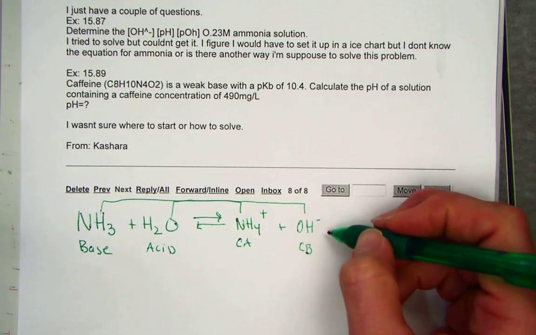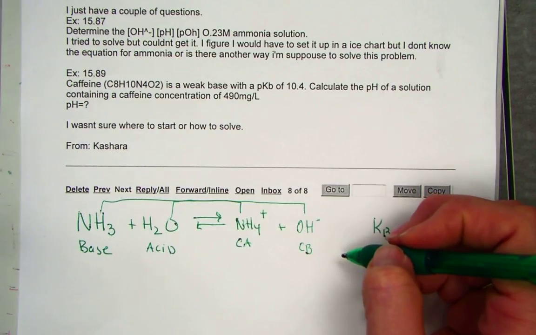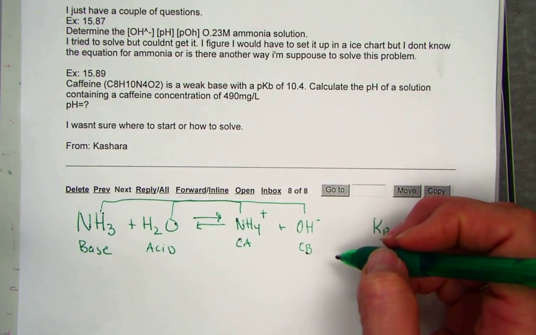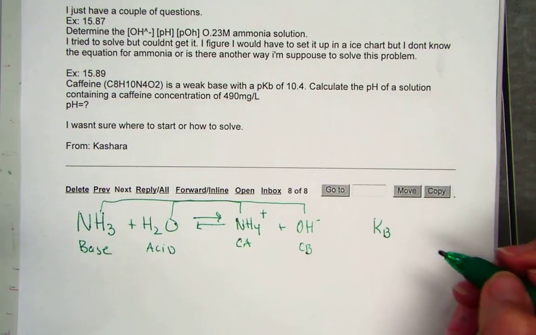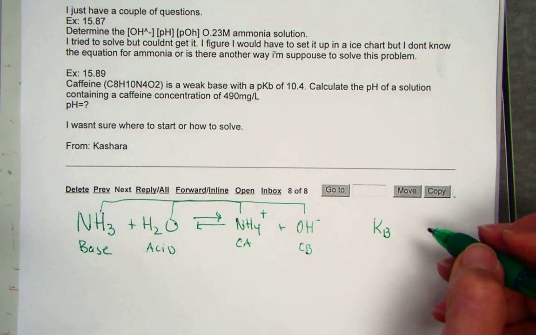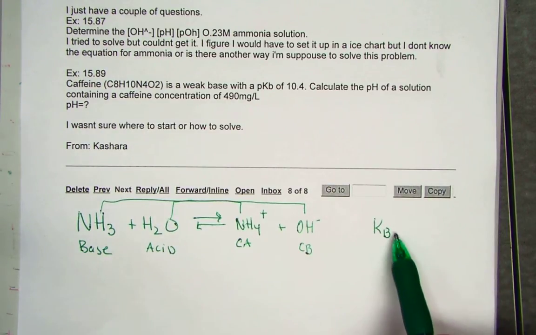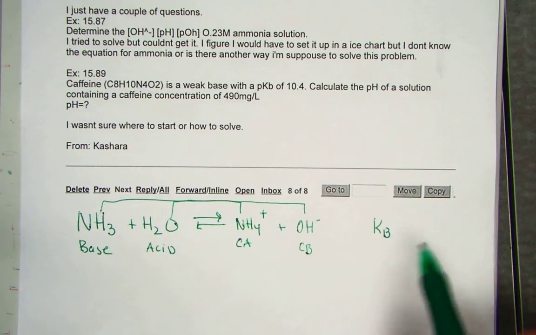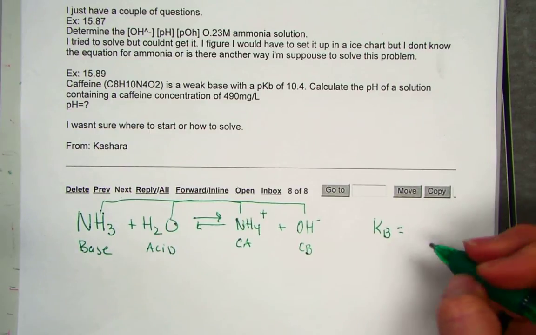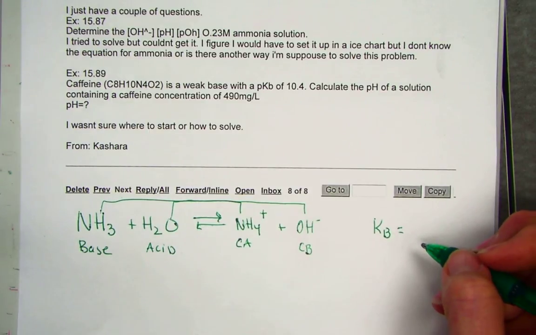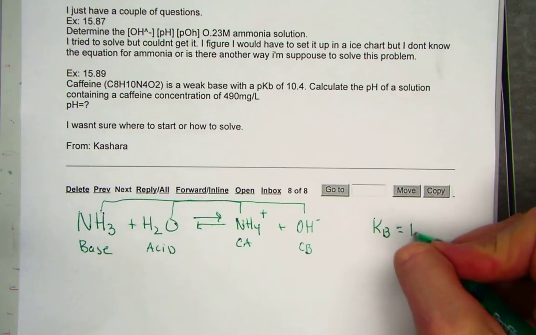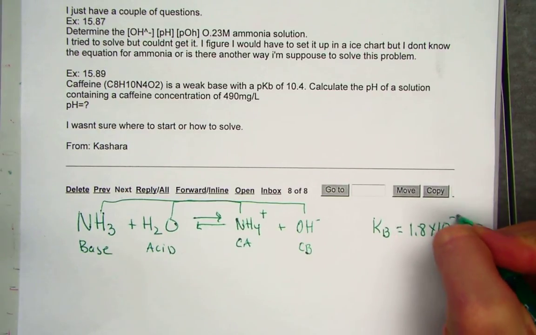The hydroxide ion is what's measured with something called the pOH, the negative log of hydroxide concentration. What we also need to know is the value of Kb. Kb is a constant for ammonia, and I opened up my chemistry book and found its value to be 1.8 times 10 to the negative fifth.